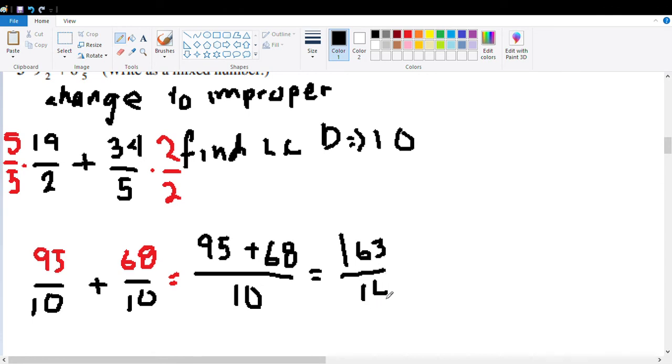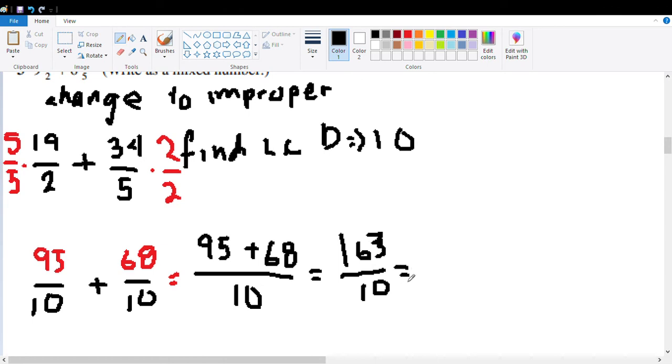And then you copy the denominator. Again, notice the denominator never changes because that's how you add. You only add fractions when they have a common denominator, when they share a denominator, 10 and 10. So if you add 2 and 5, you're going to do it wrong. You have to change that so that they match, and then you can add.